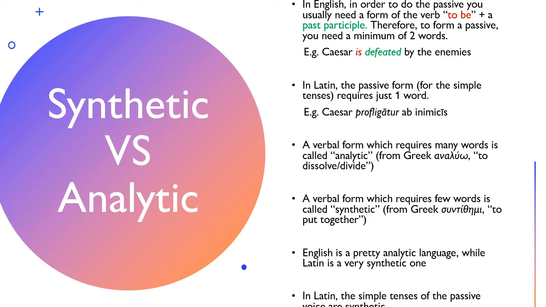So this means that there are some languages who are more synthetic or more analytic than others. For example, Latin is a very synthetic language because in Latin, the simple tenses of the passive voice are synthetic, so they are just made in one word, as we said before.